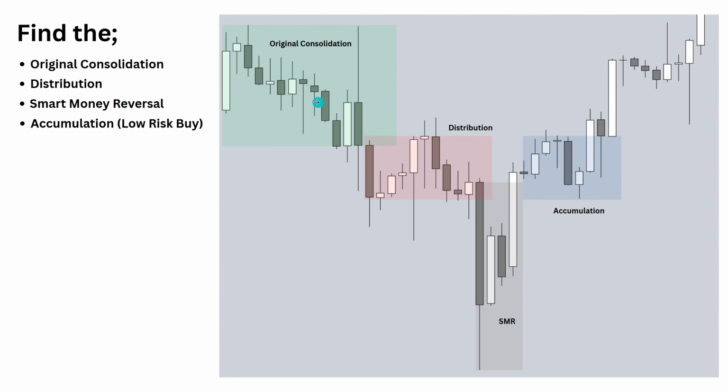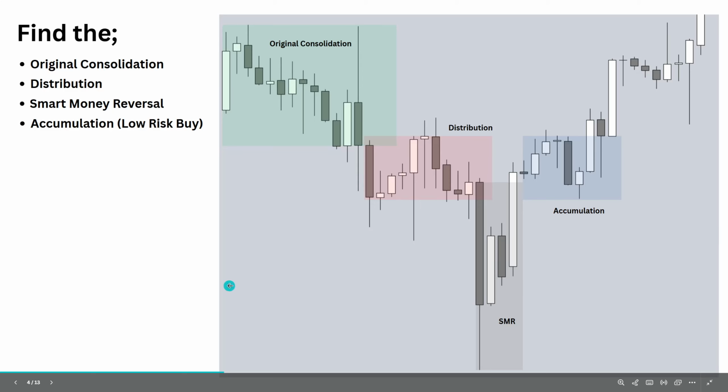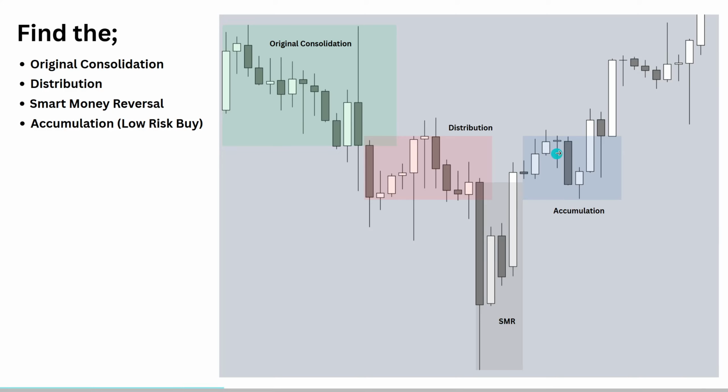So this is your original consolidation, your equal highs, your buy side, your heavily dense area of consolidation. You've got your distribution, which typically taps back into the low of the original consolidation. Your smart money reversal, which has touched a key higher time frame point of interest. Your first accumulation, your low risk buy, where price will seek imbalances, maybe even discount, to then distribute back higher.